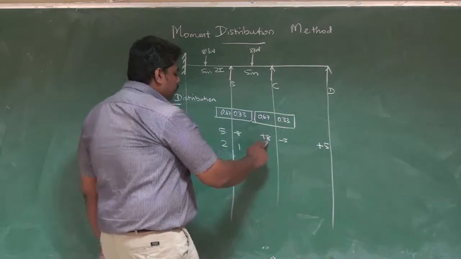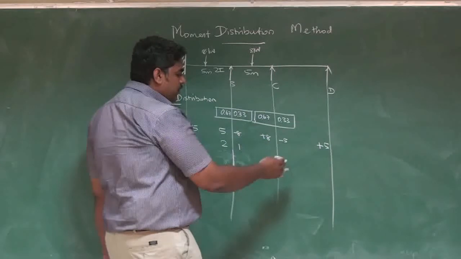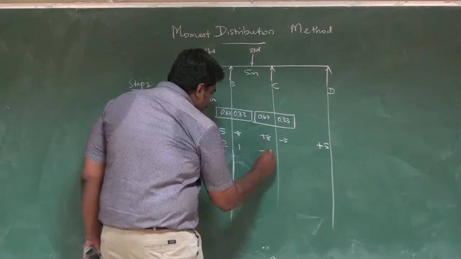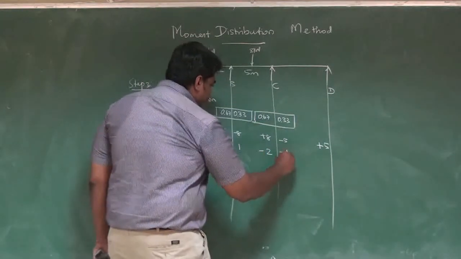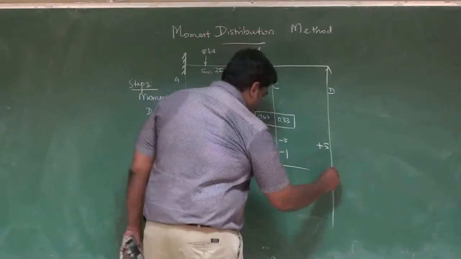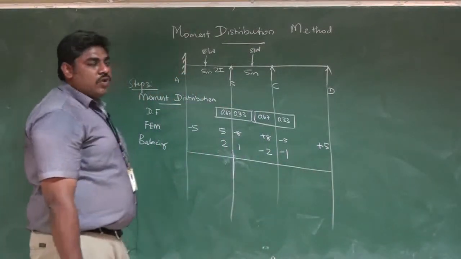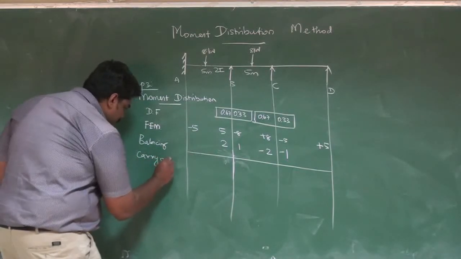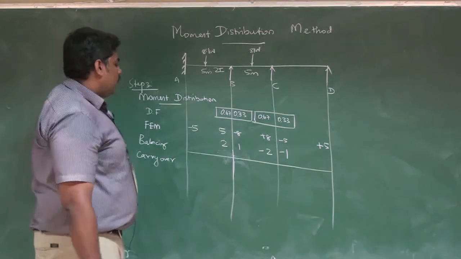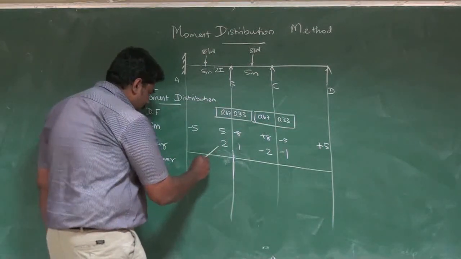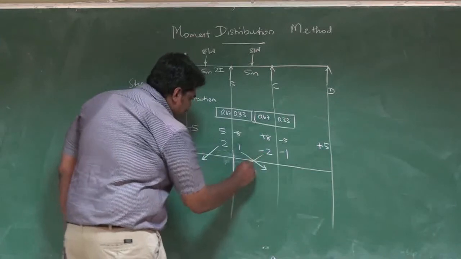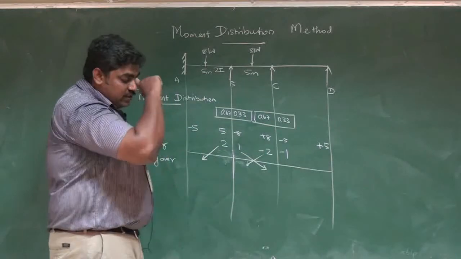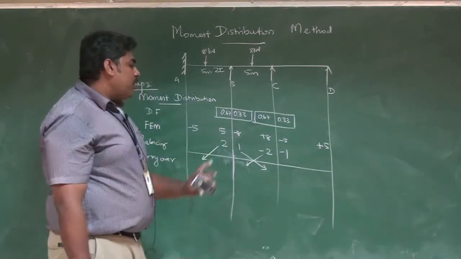Same thing I am doing here, plus 8 minus 5. You calculate the difference, it will be plus 3. You change the sign, it will be minus 3 into 0.67, it will be minus 2, and here it will be minus 1. Right? So now balancing is over, we have to do the carry over. Carry over is done on all the joints except the hinged ends. So here it is a hinged end. Since this is a hinged end, the carry over will not be done.